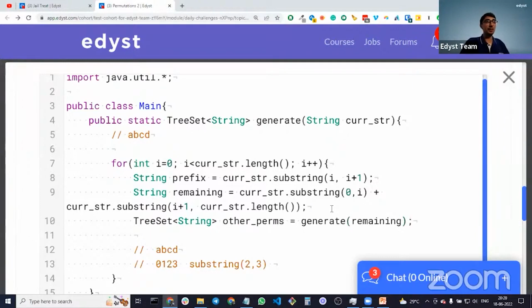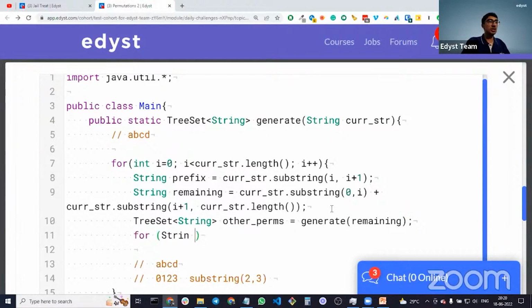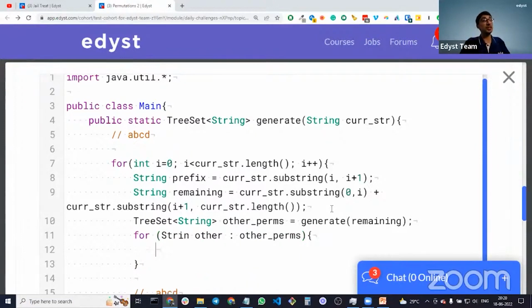I generate the remaining part, and then for each string other in other perms, can we use a StringBuilder? Super, please go ahead. I just didn't do it because there'll be too much explanation here, but please go ahead and use a StringBuilder. That is much faster. So anyway, coming back, for each string other in other permutations.